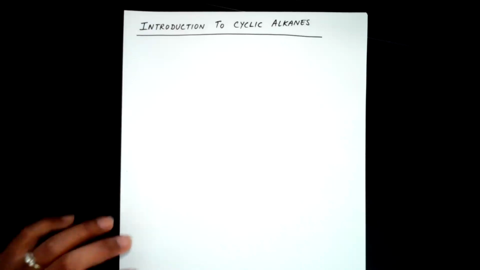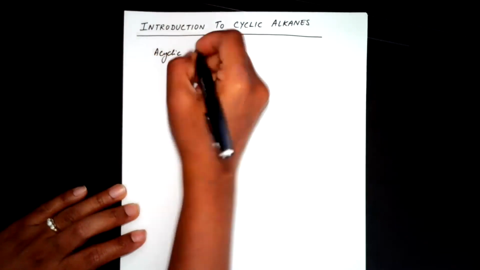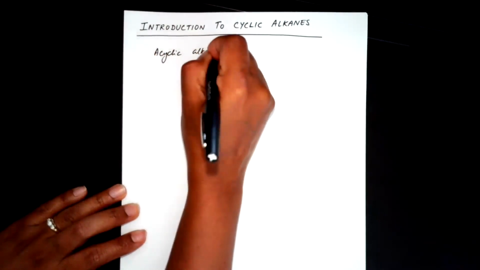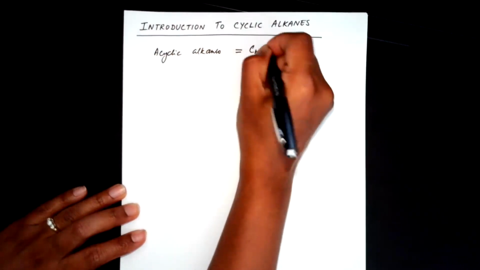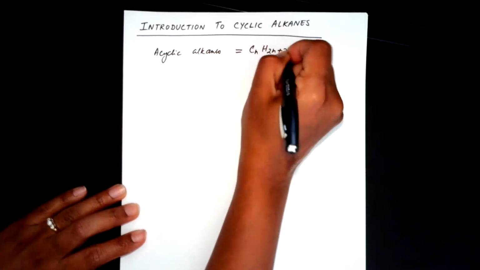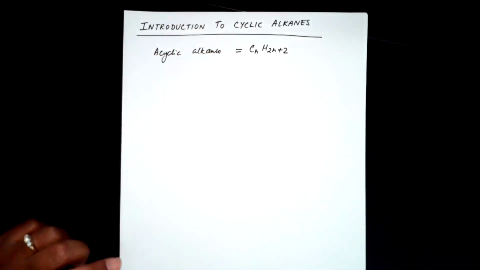In this video, I'm going to talk a little bit about introduction to cyclic alkanes. Now, before talking about cyclic alkanes, we should revisit acyclic alkanes because that should be something that we should have done before this topic. So for acyclic alkanes, the formula was CnH2n+2. That's how you calculate the molecular formula of acyclic alkanes.